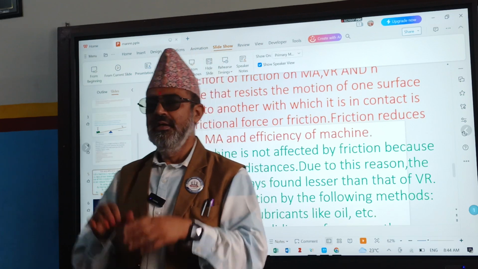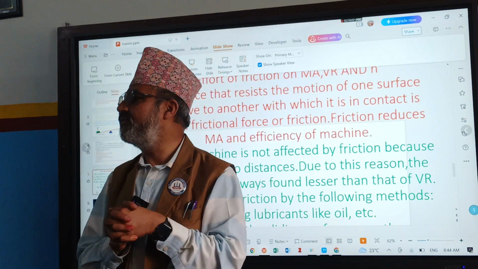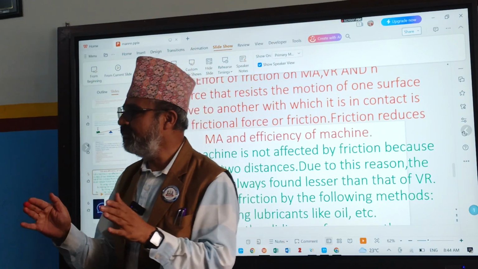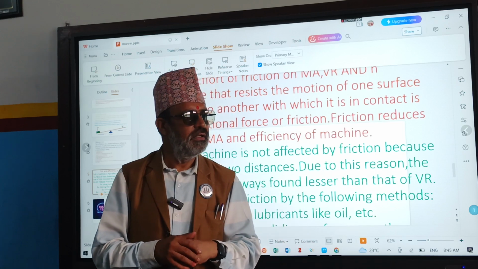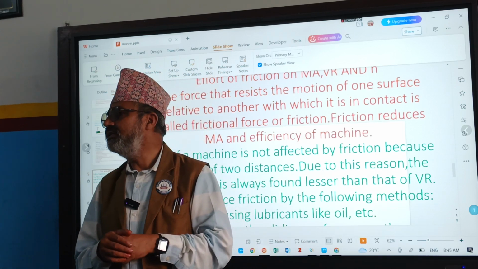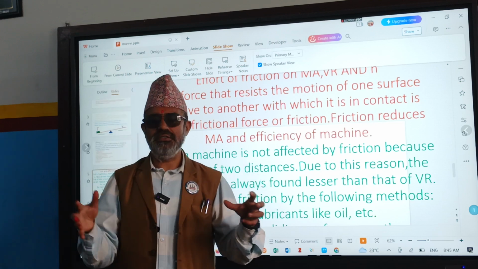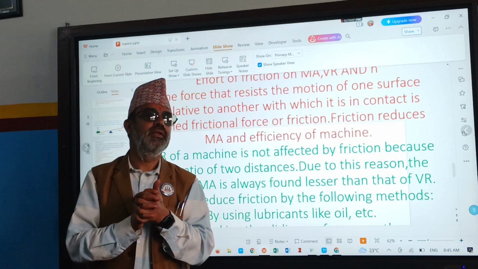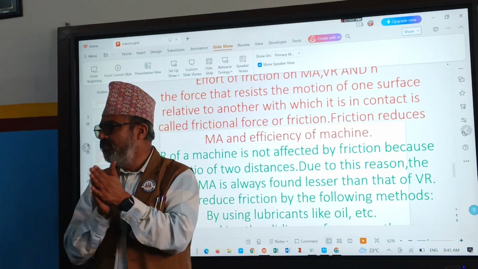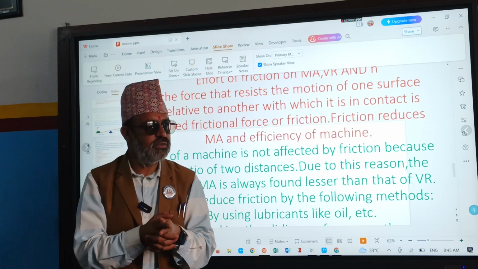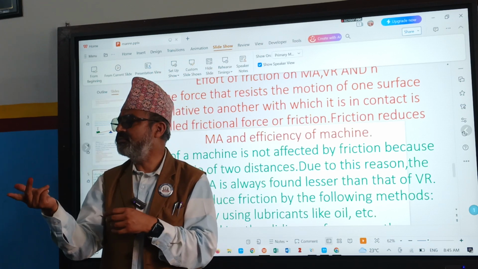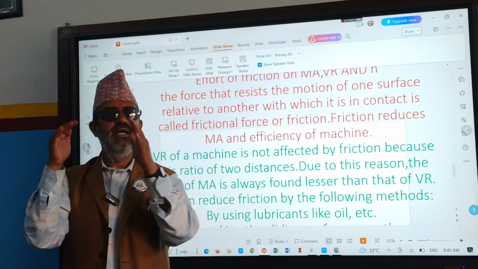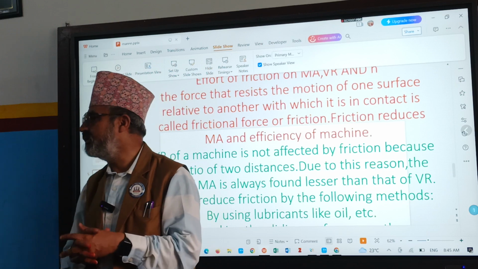Next important thing, mechanical advantage is affected by friction, but velocity ratio is not affected by friction. So, in a simple machine, mechanical advantage is always less than velocity ratio. So, what do you think? Can we get a machine with 100% efficiency? Why? Because there are some moving parts. Moving parts means what is produced? Friction is produced. What does friction do? Increases the force or decreases the force? Increases the work or decreases the work? So, output work is affected by friction, but input work is not affected.